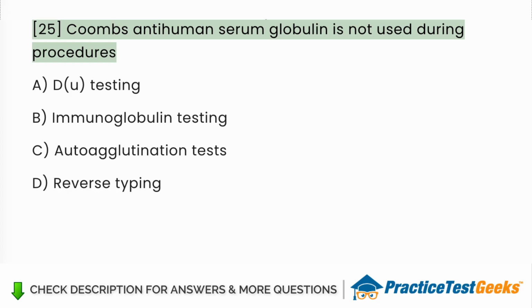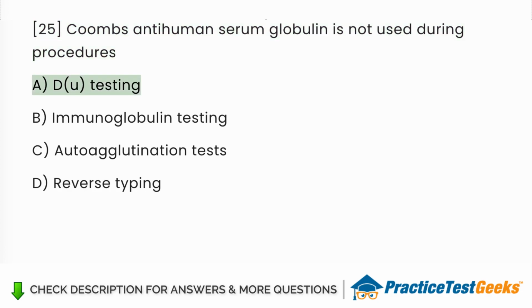Whose anti-human serum globulin is not used during procedures? A. D testing. B. Immunoglobulin testing. C. Autoagglutination tests. D. Reverse typing.